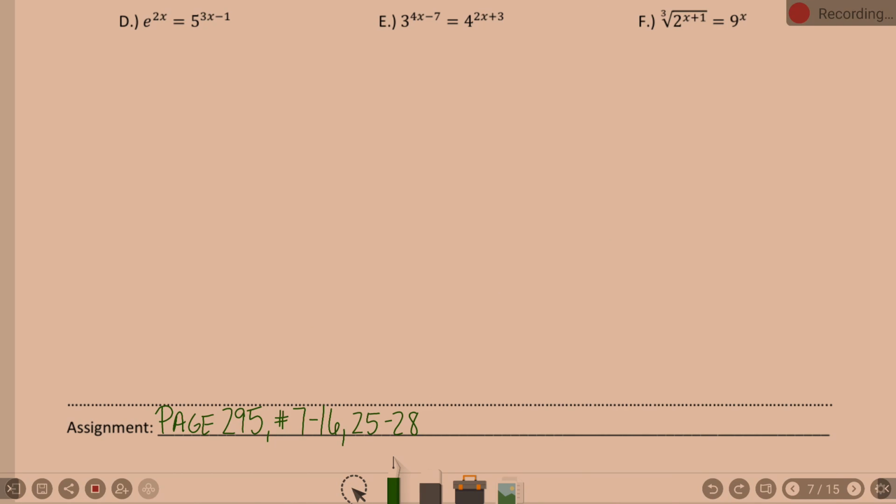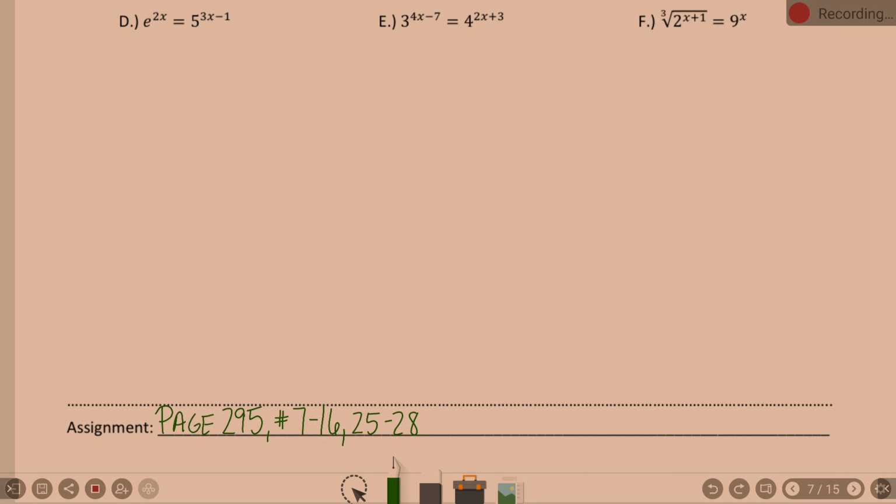e^(2x) = 5^(3x−1). Well, silly question, but can I get those bases the same? No. And when we have a power on one side and a power on the other side, and we can't get the bases the same, what did we say we were going to do? Okay, we're going to take the log of both sides.